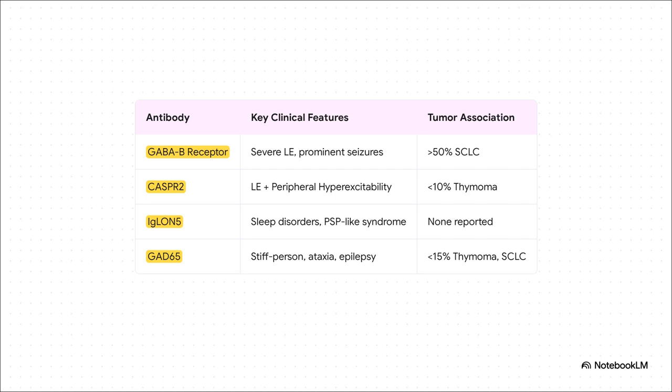Anti-IgLON5 is really strange. It's this weird combination of bizarre sleep problems, a movement disorder that looks like PSP, and bulbar signs like trouble swallowing and stridor, which can lead to aspiration.